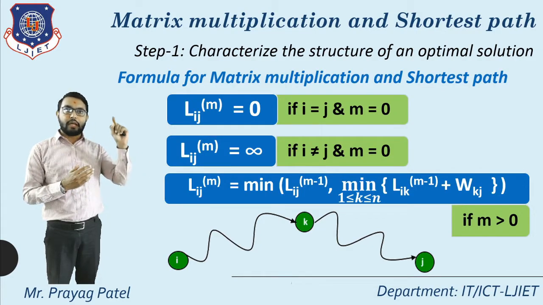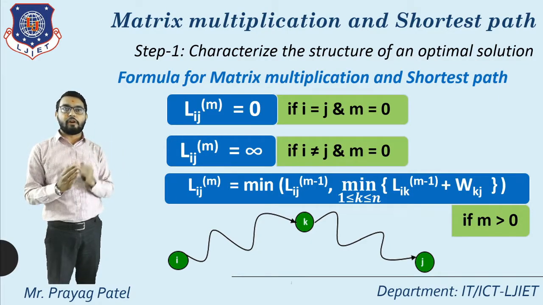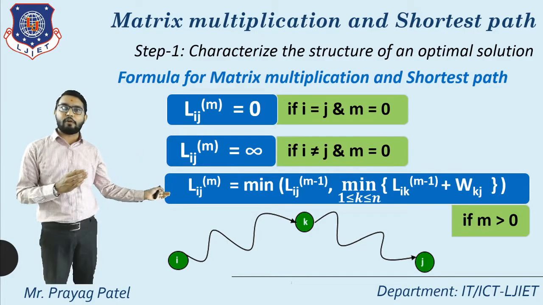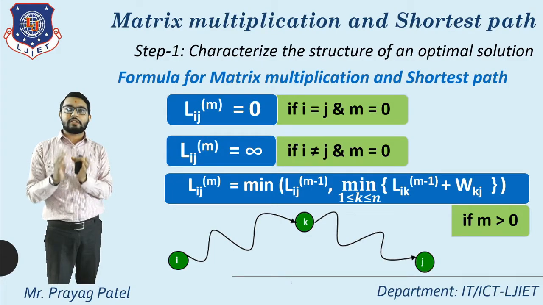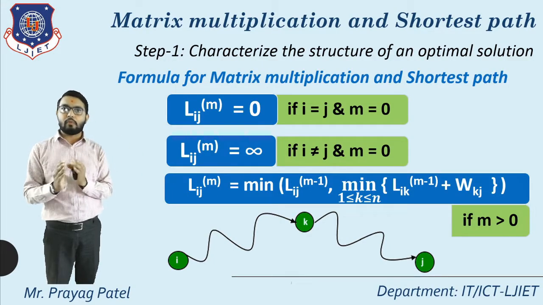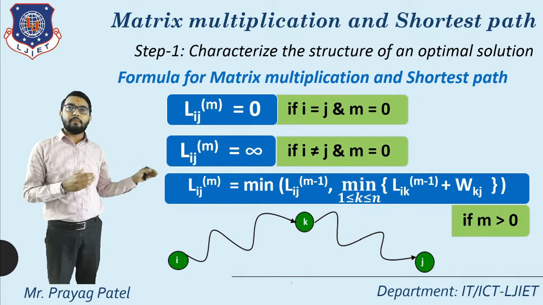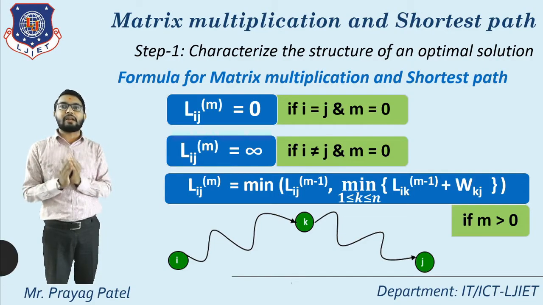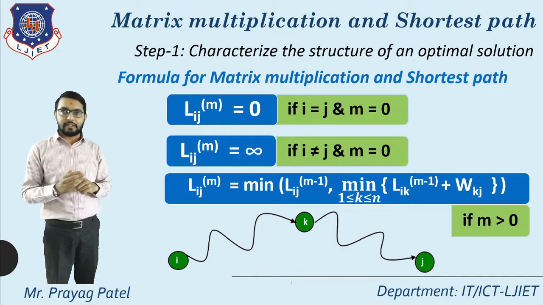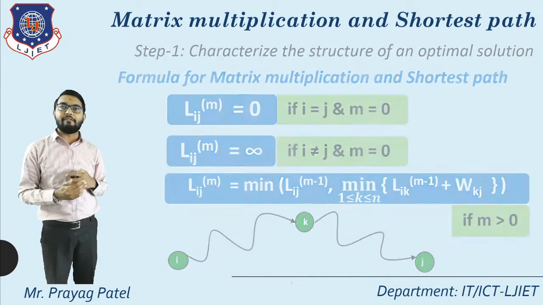Because if m equal to 0, then consider the first and second formula. If m is greater than 0, then for values 1, 2, 3 consider the last formula L of i j m. Here m means consider for the first step m equal to 1, for the next step m equal to 2 like this. If you want to find the first step, meaning L i j 1, then consider minimum of L i j m minus 1, meaning your previous table is L0 and the next table is L1. So here consider the formula and find the distance for each and every pair.